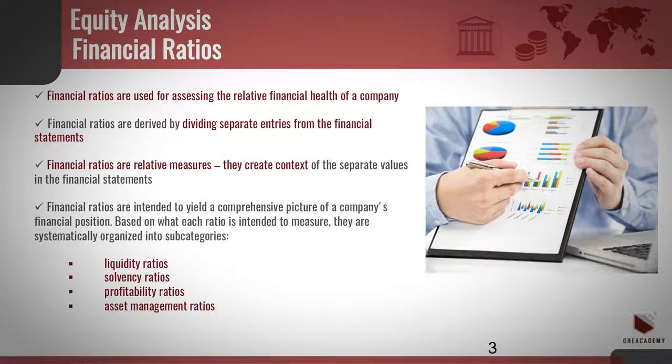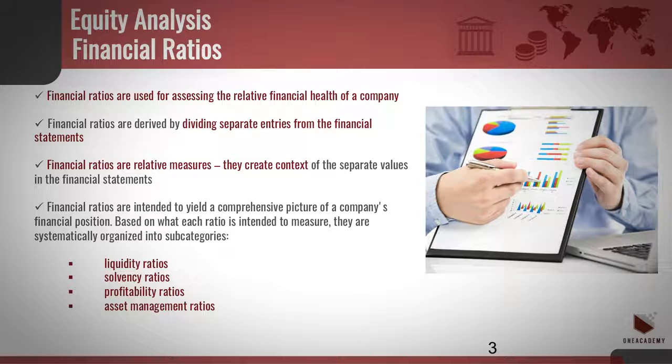Financial ratios are derived by dividing separate entries from the financial statements. For example, take a company that has $1 million of profit. In order to say if this is good or bad performance, we should put this profit in the context of how many assets the company has. For this reason, we calculate the profit over total assets ratio. Financial ratios are relative measures. They create context of the separate values in the financial statements.